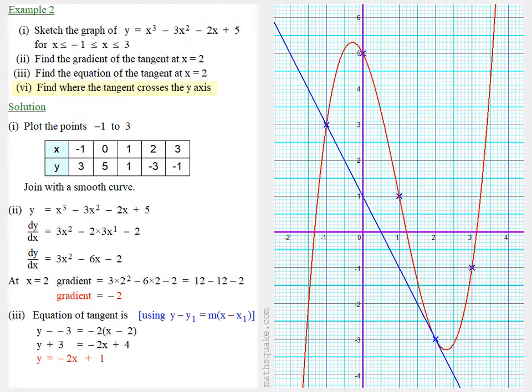In part 4 we have find where the tangent crosses the y-axis. Now the tangent crosses the y-axis where x equals 0. So putting x equals 0 in the equation y equals minus 2x plus 1, we get y equals 0 plus 1. In other words, the tangent crosses the y-axis at y equals 1.